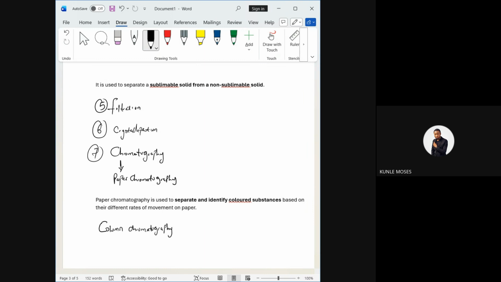Column chromatography separates substances based on different adsorption strengths. Paper chromatography separates colored substances, while column chromatography separates substances based on different adsorption strengths as they pass through a column packed with an adsorbent.